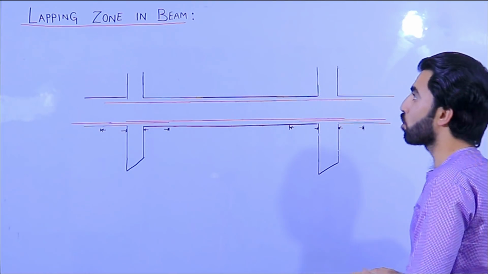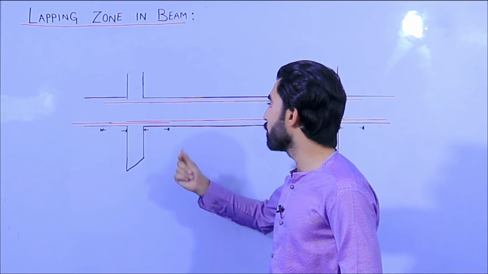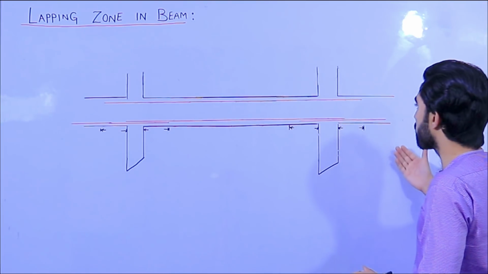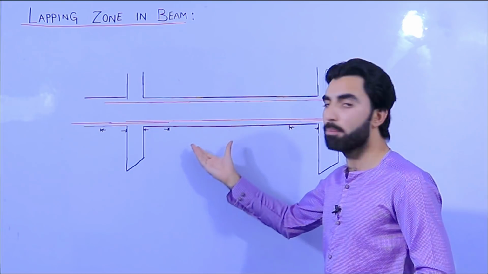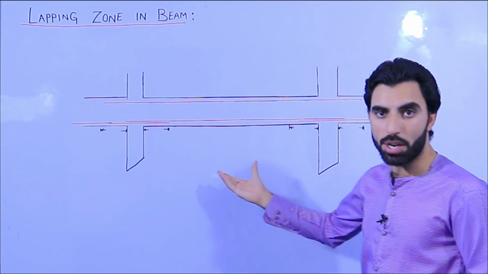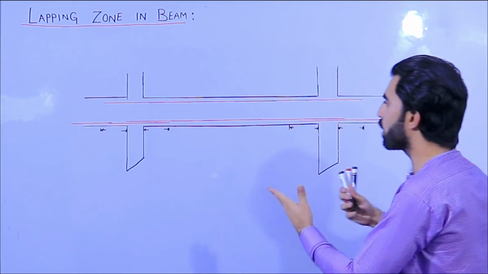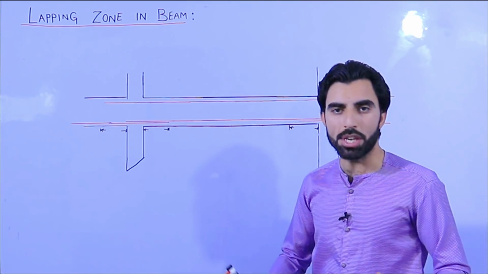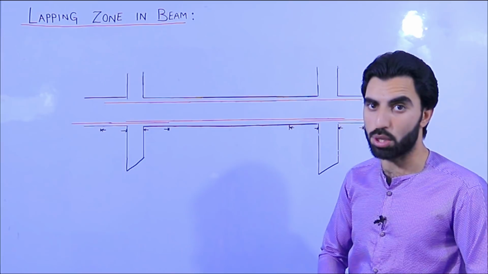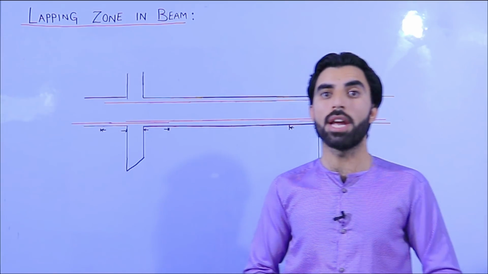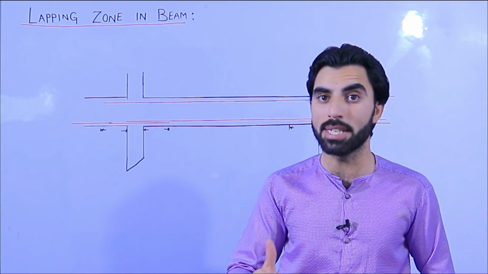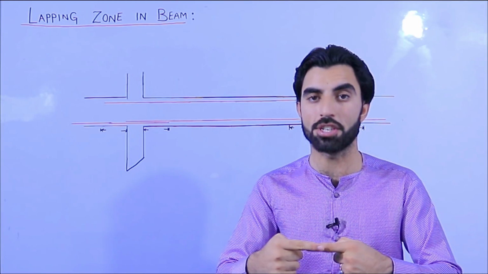So guys, as you know, the topic is lapping zone in beams, and here you can see this is a top beam or bottom beam, or you can say a plinth beam. So what is the lapping zone where we can provide it? First of all, what is the lapping zone? Guys, the lapping zone is a place where we can provide lapping length for insufficient steel bar.